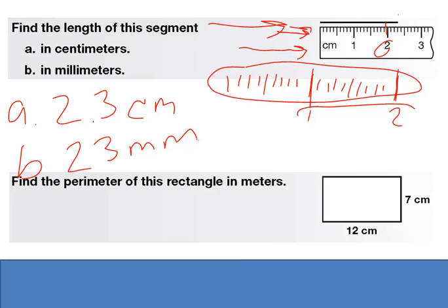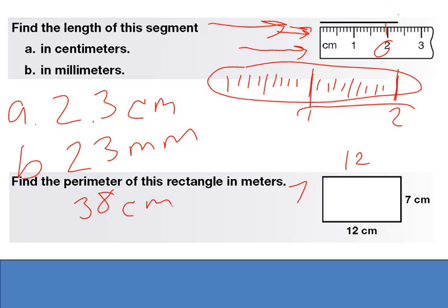Here it asks us to calculate the perimeter of this rectangle in meters. All right, let's see if you can do that before I do it here in the video. So first thing I'm going to do is look at this, and I know that it's perimeter, so I've got 2 sides missing. I know I've got a 12 over here. I know I've got a 7 over here. Now I just add my sides up together, and I get 38 centimeters.